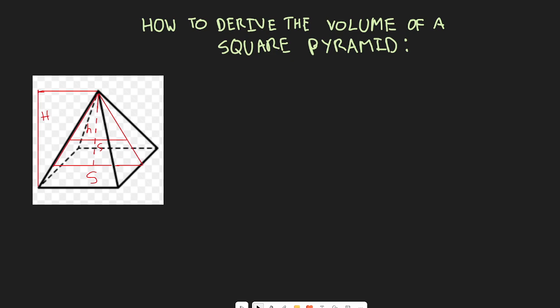Today we're going to go over how to derive the volume of a square pyramid. Okay, so over here I have a picture of a square pyramid, which means that it's a pyramid with the base that is a square. So what is a square pyramid though?